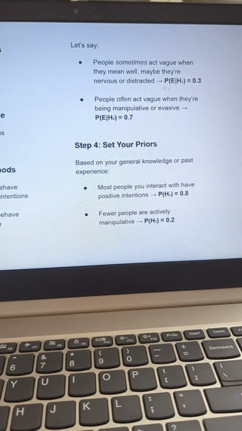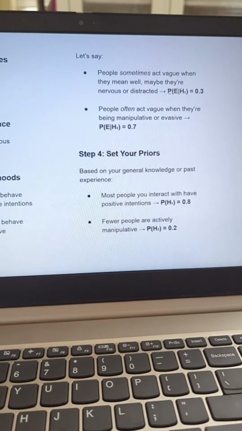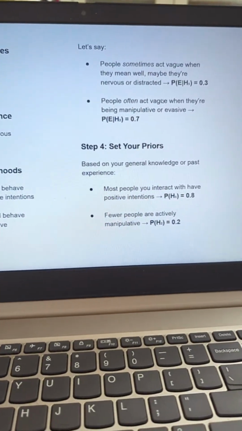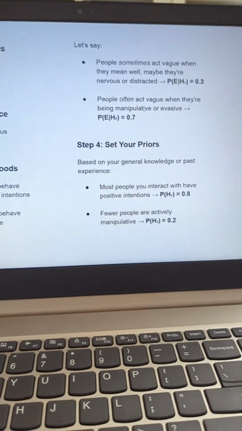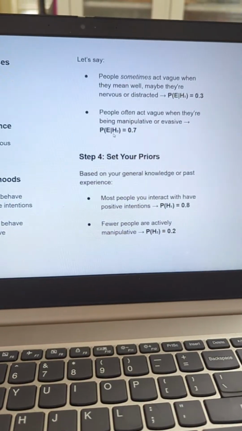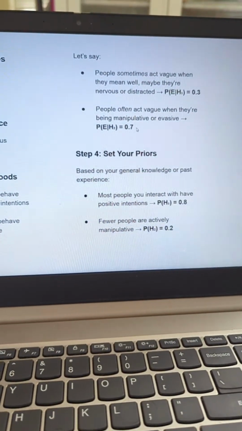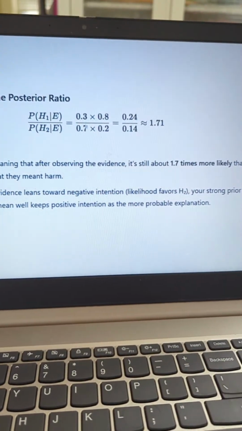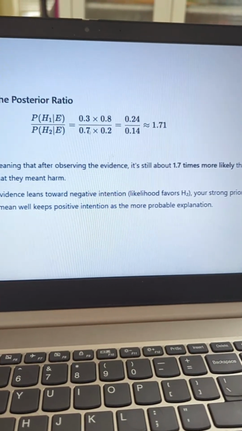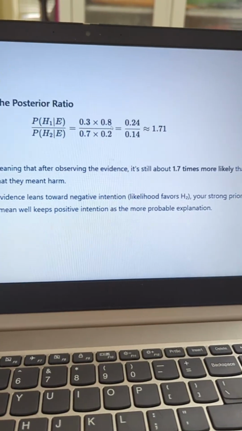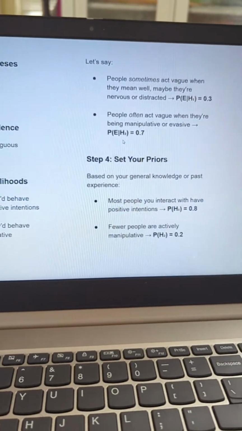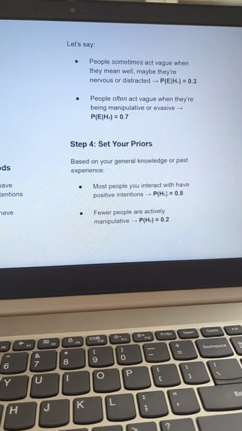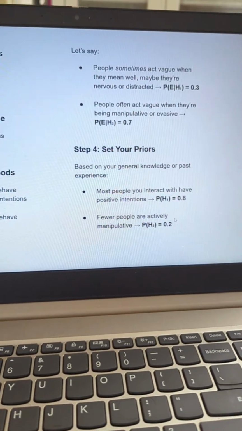Meaning, what's the probability, again, that I see what I see if, let's say, the person is distracted, nervous, neutral. What's the probability of the behavior that I see when people are manipulative? Well, again, it's a lot higher. So we incorporate those two into the equation here, 0.3, 0.7. Now, what are the other two numbers again? We remind ourselves, this is the probability just of the hypothesis itself, 0.8 and 0.2, okay?